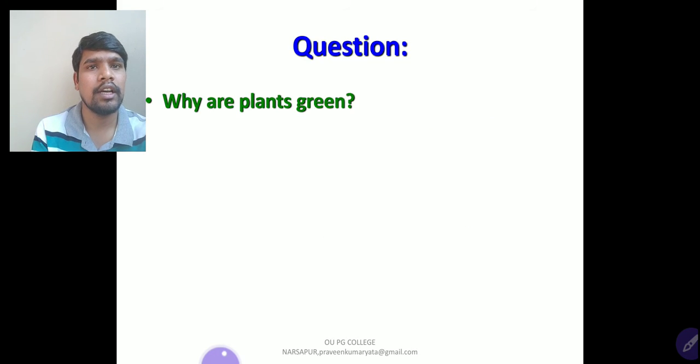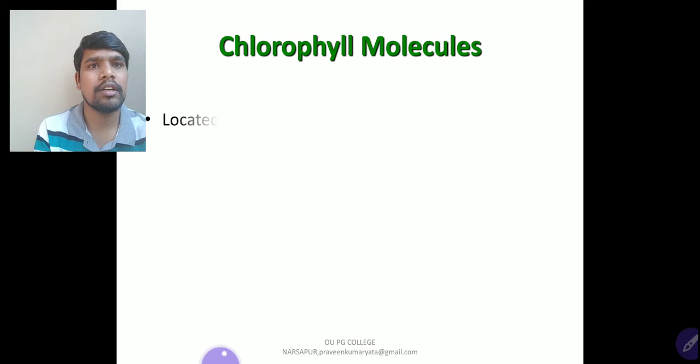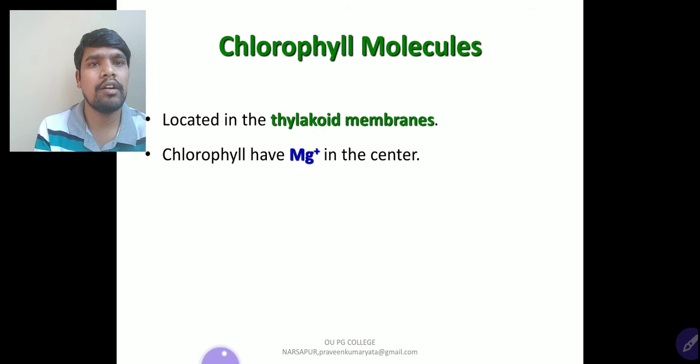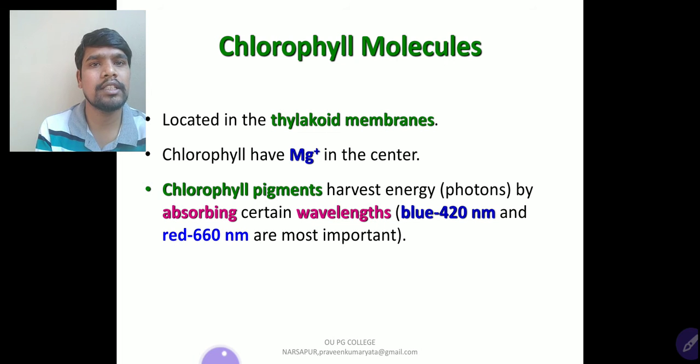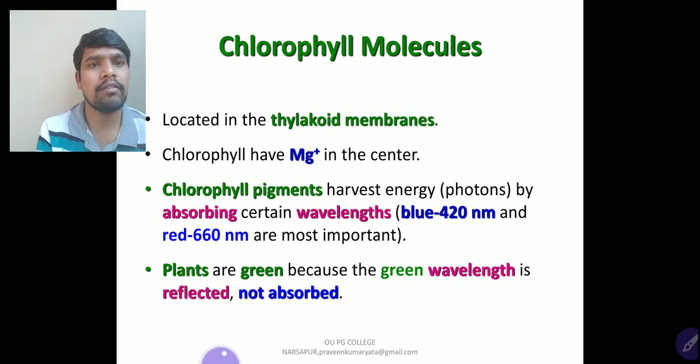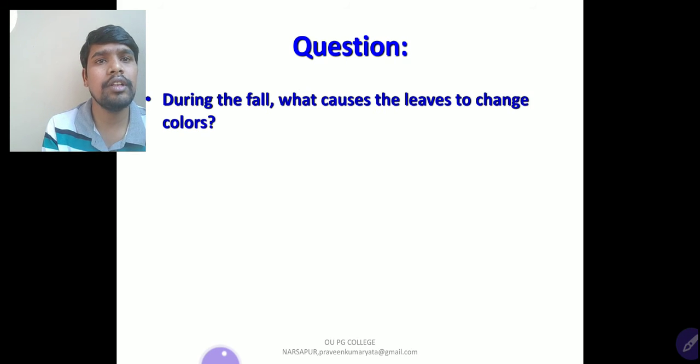Question: why are plants green? Chlorophyll molecules are located in the thylakoid membrane. Chlorophyll has magnesium 2 plus in the center. Chlorophyll pigment harvests photon energy by absorbing certain wavelengths, that is blue at 420 nanometers and red at 660 nanometers, which are most important. Plants are green because the green wavelength is reflected, not absorbed. Absorbed light is different.